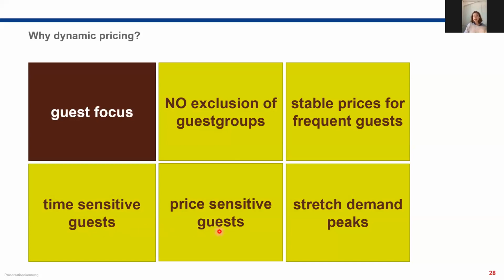On the other hand, we have these price-sensitive guests. They are planning their trip to Hamburg very early because they want to save money, they want the best price, and this is what we can offer with those flexible prices. You're really rewarded when you book in advance. You can have a tour for 12 euro, which is much cheaper than paying the full price, which is 70 euro. And as Franz already said, that is the stretch of the demand peaks.